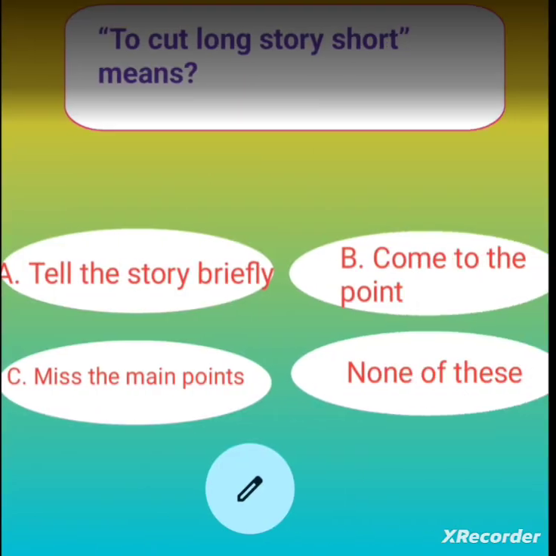Next question is, to cut a long story short means. Its answer is come to the point. Option B is right.